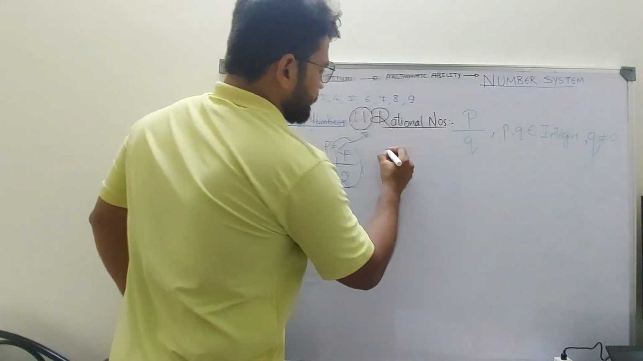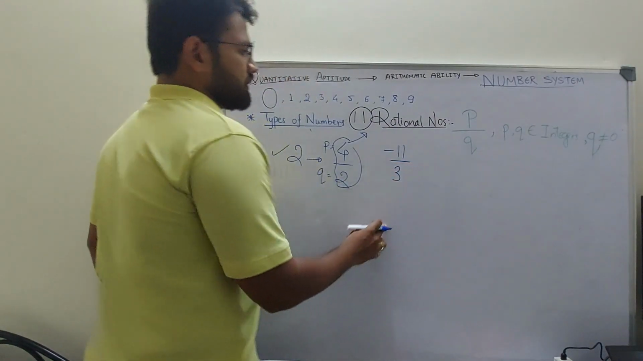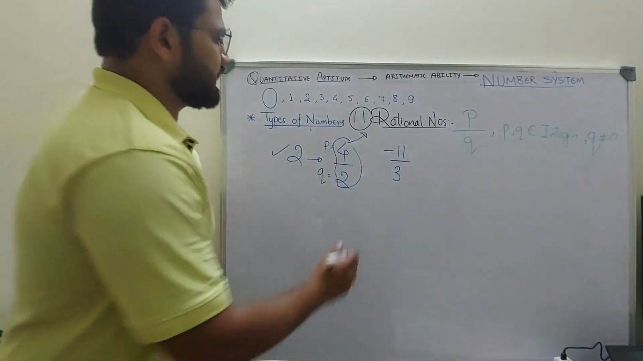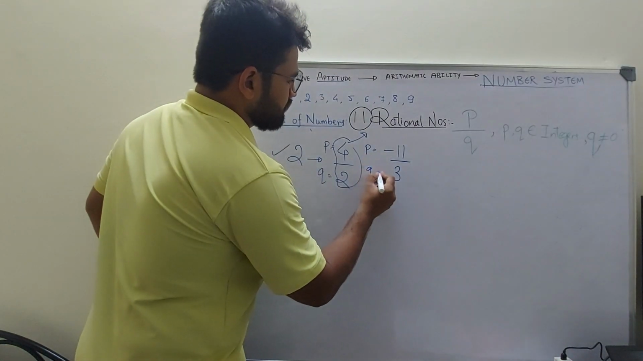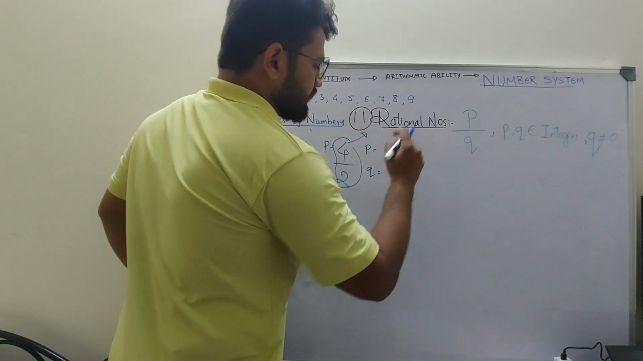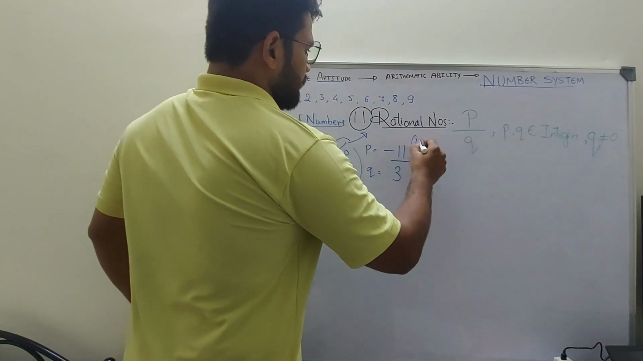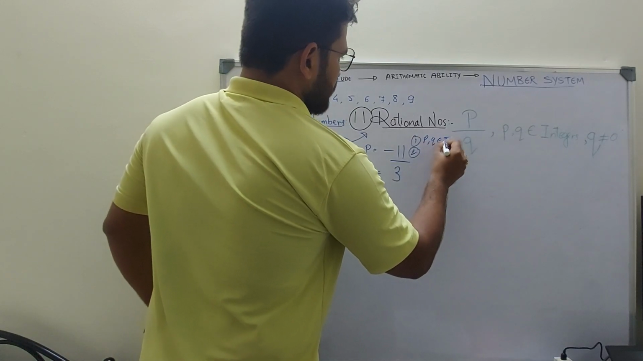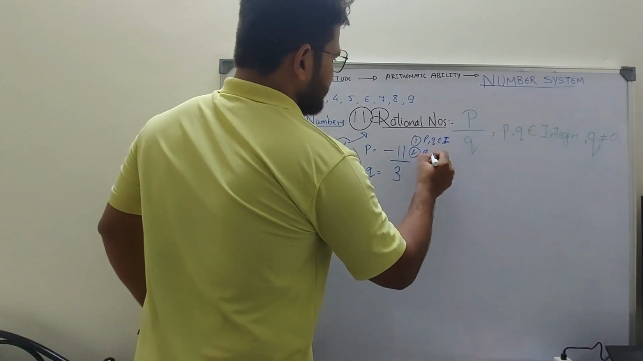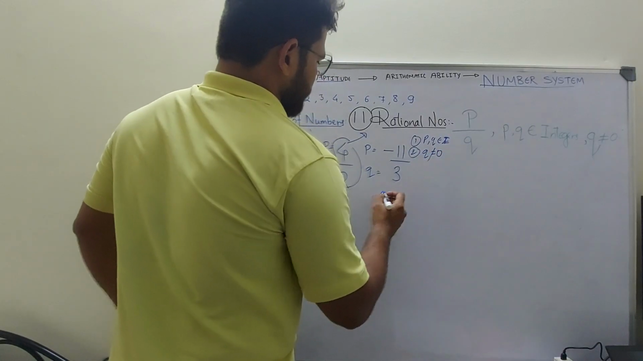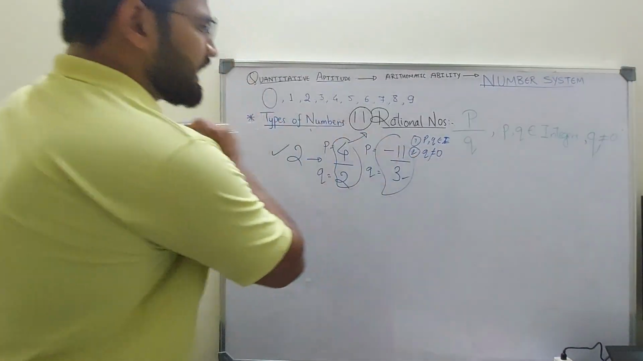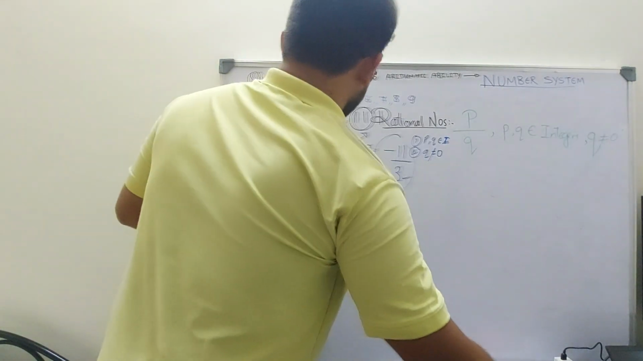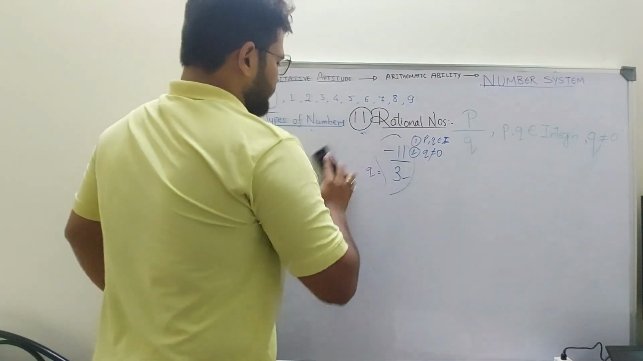Similarly, one more example. Is it a rational number? Minus 11 is p and q is 3. Both are integers. One condition met. What is the second condition? The second condition is q not equal to 0. This is also met. So this is also a rational number. I hope it is clear. You can write 3-4 examples and paste them into the comments.